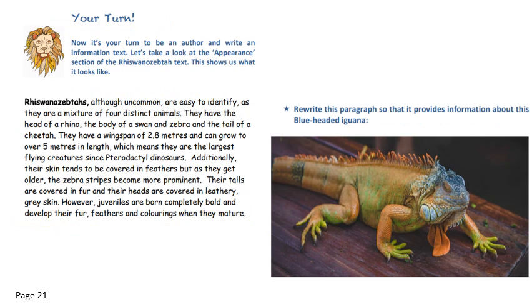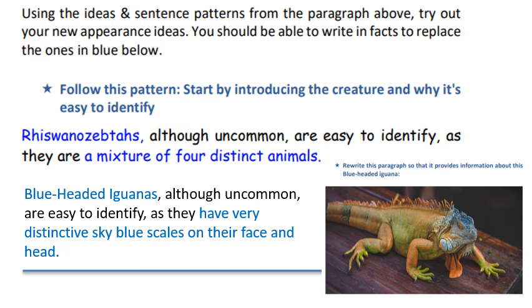Once you've done that, on page 21, we have an actual real creature. It's the blue-headed iguana. And what you're going to do is use the appearance section of the Rice 10Z tag, but you're going to rewrite this paragraph to give information about the blue-headed iguana. So let me give you some examples. You're going to use the ideas from the Rice 10Z paragraph and then replace the words in blue with your own words.